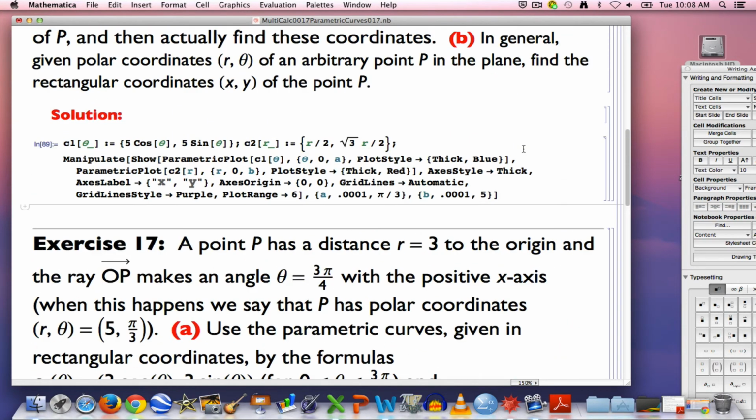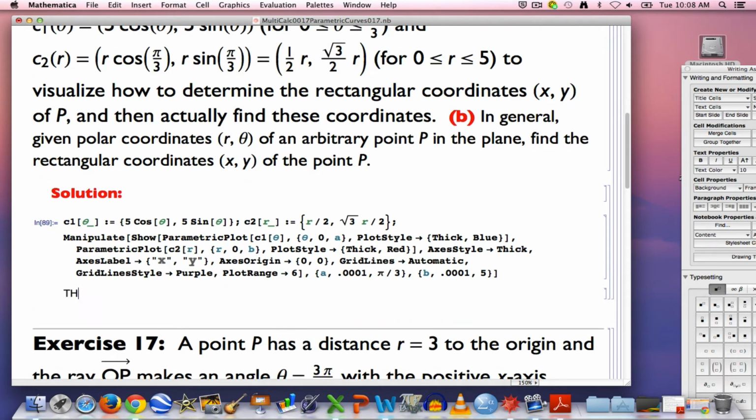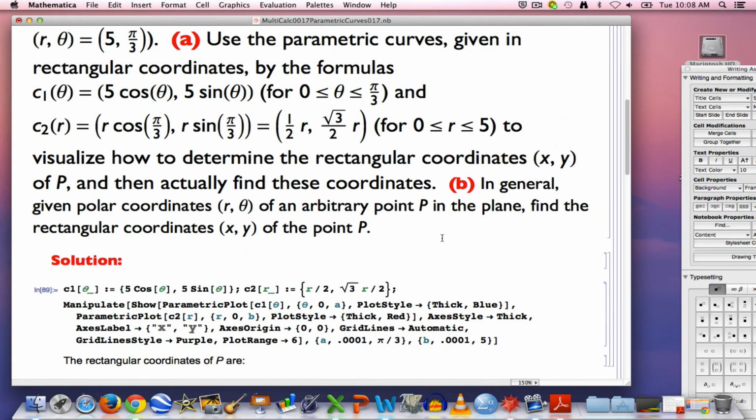How can we find that? Well, I would encourage you to think about it on your own. You might want to draw a right triangle. The rectangular coordinates of P are what? Draw a right triangle or think about these parametric curves that we used.